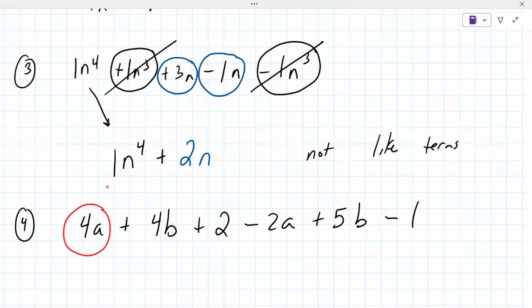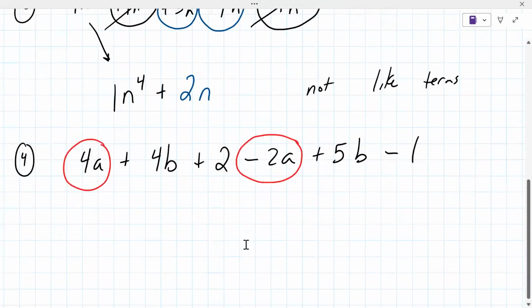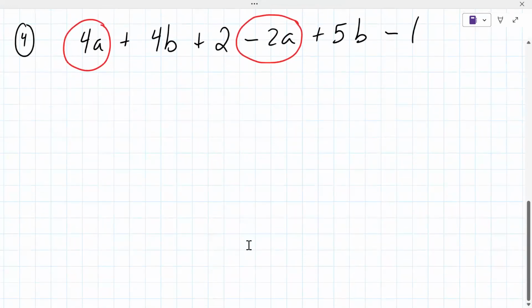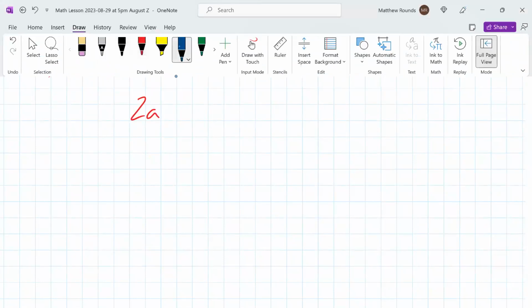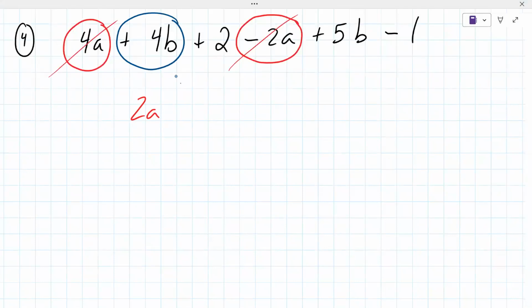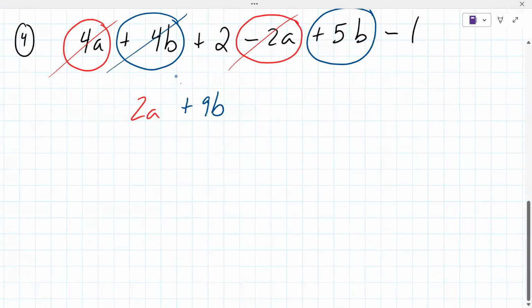it's 4a minus 2a. You always grab the operator. What is 4a minus 2a? 4 minus 2 is 2a. And then if you want, you can cross them out so you know not to look for them anymore. Plus 4b plus 5b, and you're like, okay, that's plus 9b. And if you need to, you can cross them out so that you know you've consumed them.